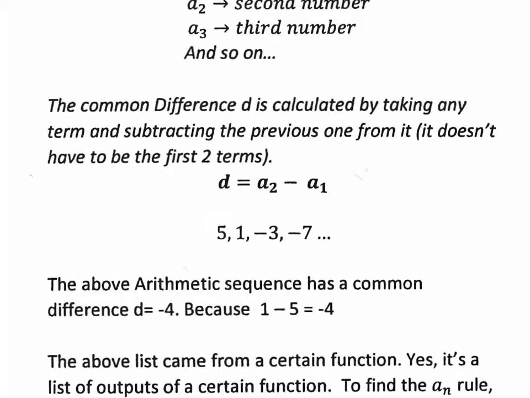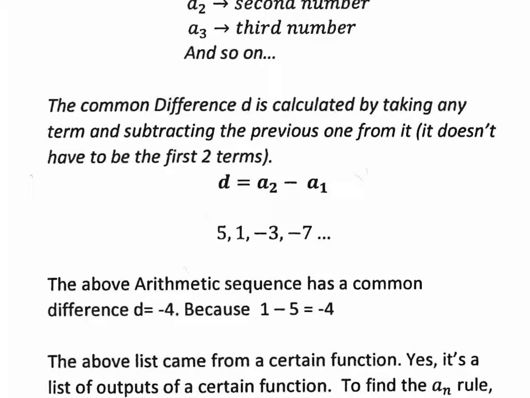It says right here, the common difference is calculated by taking any term and subtracting the previous one from it. It doesn't have to be the first two terms. You pick any number and subtract the one before it. So check this out. D, the common difference, I put a sub 2. What does that mean, a sub 2? It's the second number, 1, minus a sub 1. What's a sub 1? The 5. So I'm going to take the number 1 and subtract the 5 from it, taking my second term and subtracting the previous one from it. So that becomes the problem 1 minus 5, which gives me negative 4. So my common difference is negative 4.